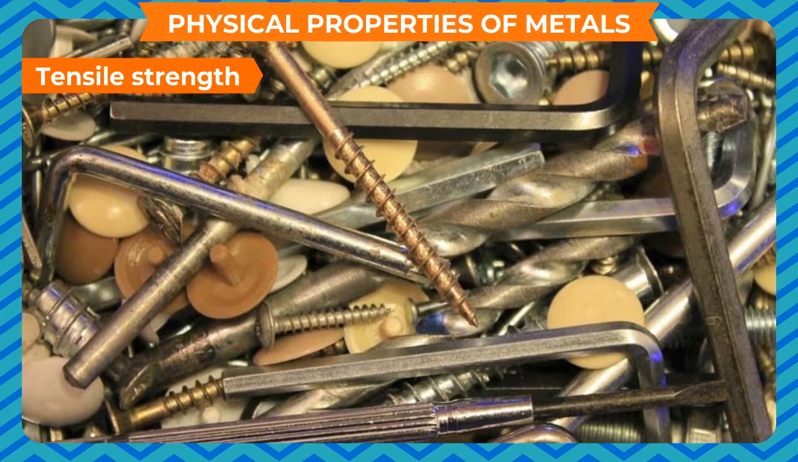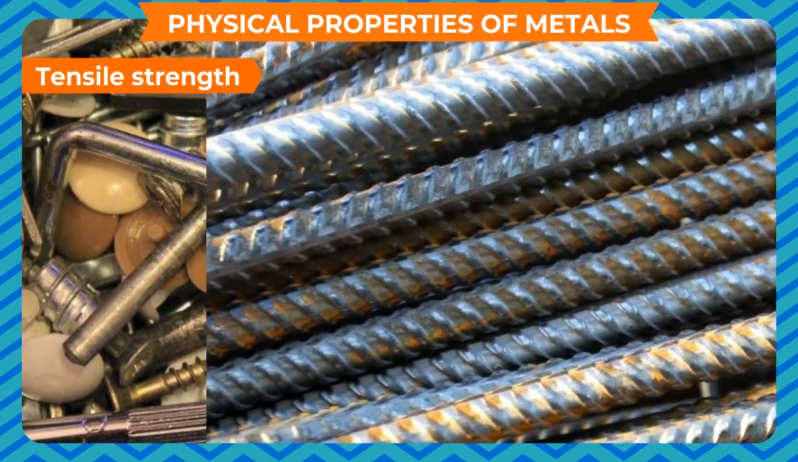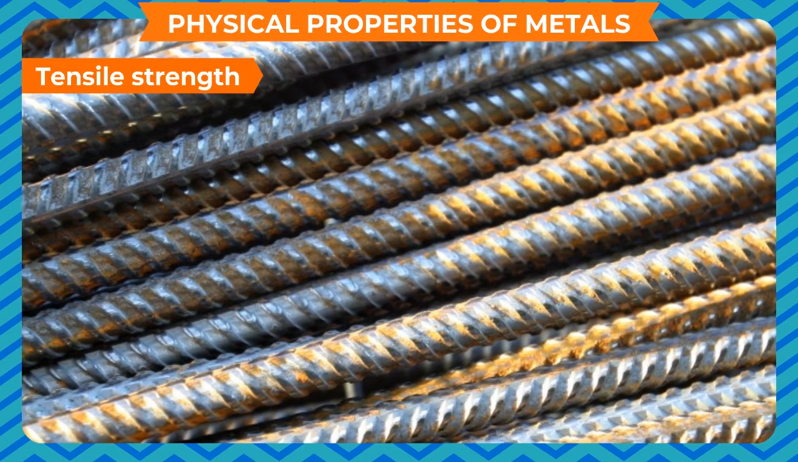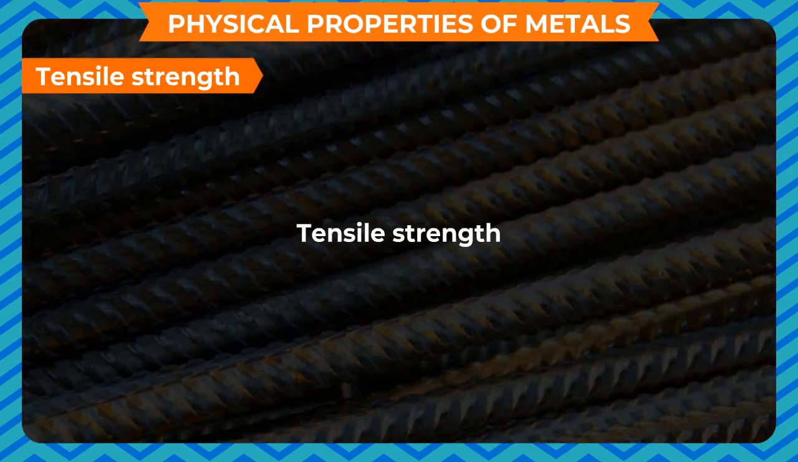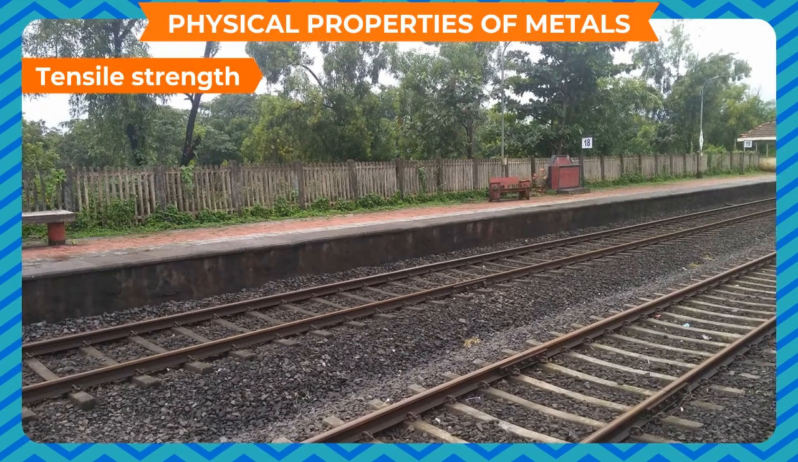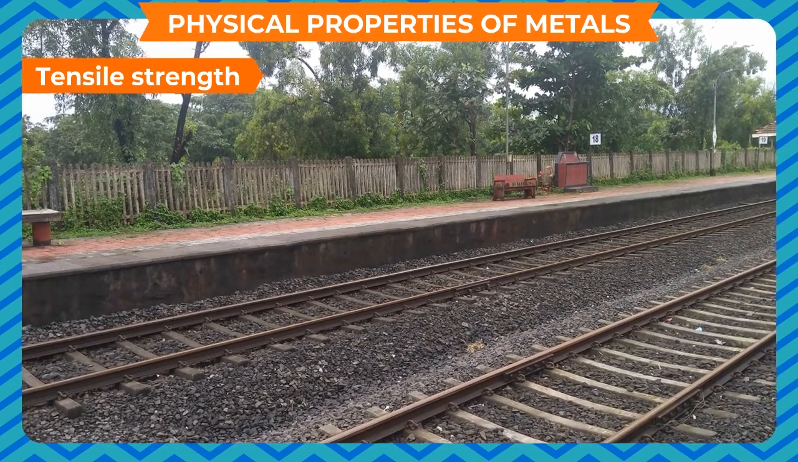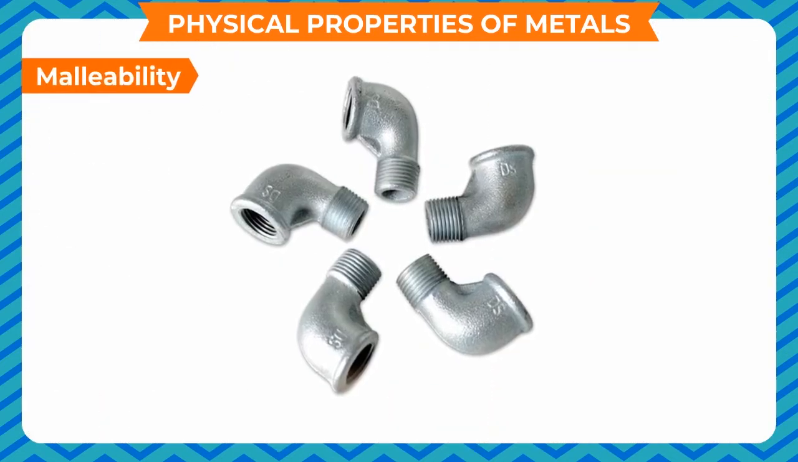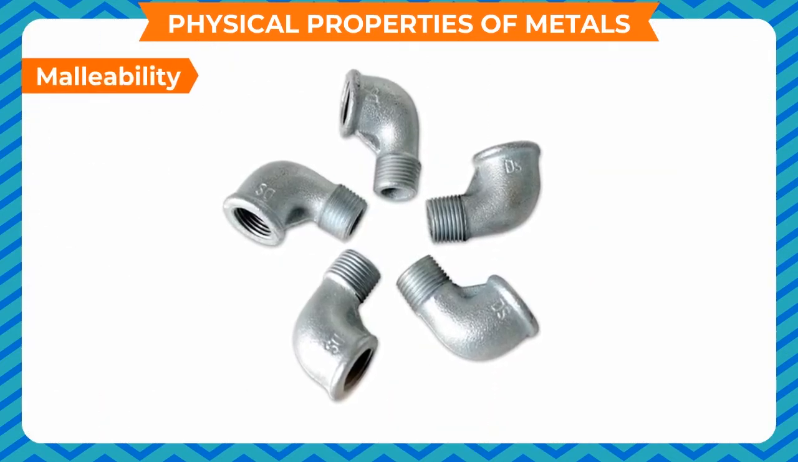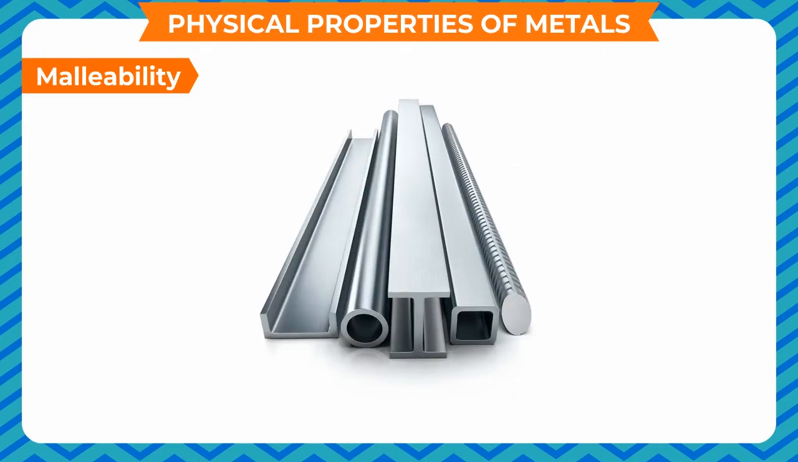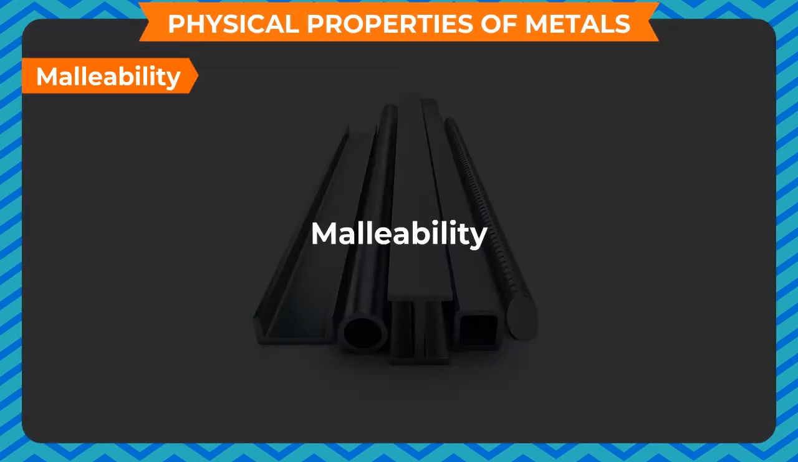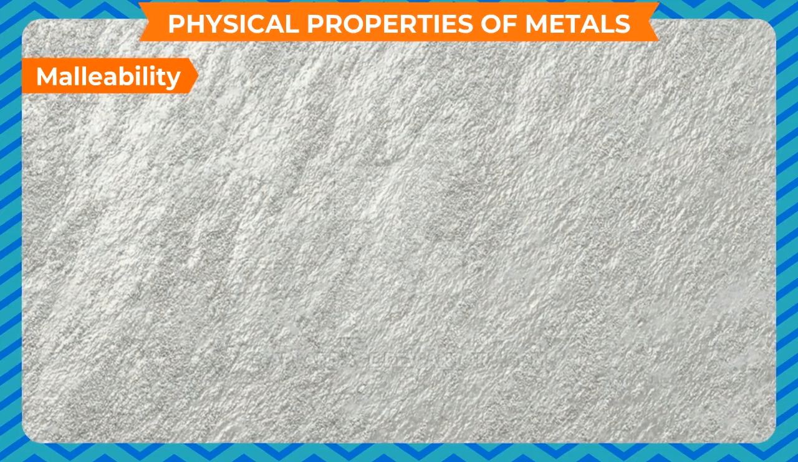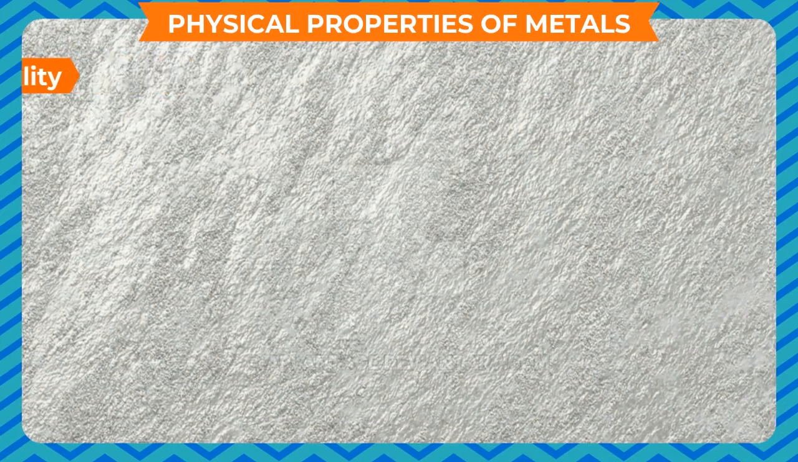Tensile strength. Metals have the capacity to withstand extension along their axis. This property is called tensile strength. It is the property that owes the use of iron for the construction of railway tracks. Malleability. Metals can be hammered into very thin sheets. This tendency of metals is called malleability. Aluminium makes use of this property to transform into silvery foils.